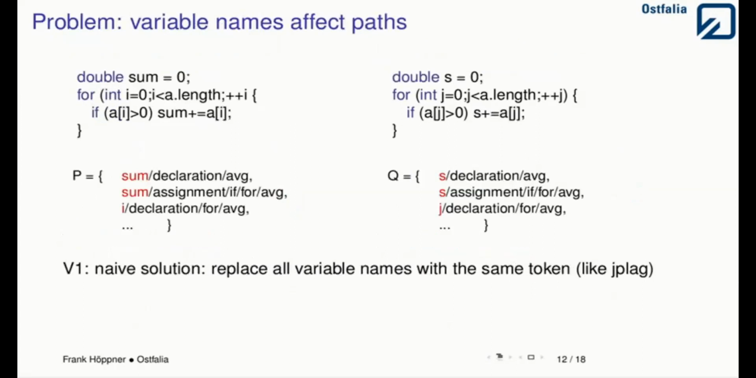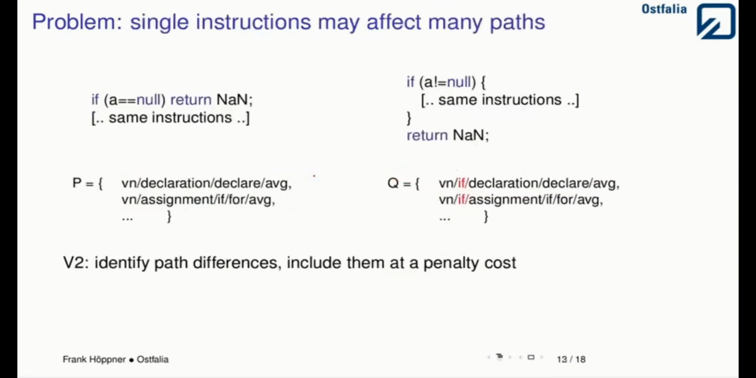So the first problem is that of variable names. Renaming a variable changes the path and introduces therefore differences when comparing the VUP sets. Here we have sum, and here the variable has been named S. So the entries are different. In the first step, we simply apply the same unification as plagiarism tools do. We rename all variables to the same token. But we will do better in a minute.